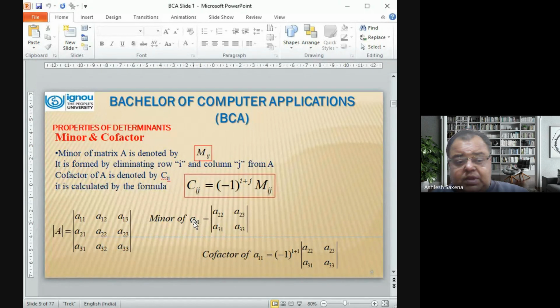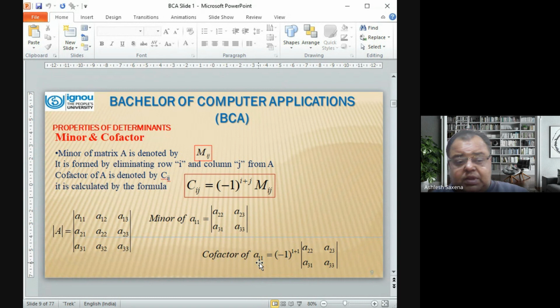The simplest method of remembering it: when you add this, 1 plus 1, you will get an even number. And when you multiply a negative number even times, you will get a plus sign. Minus 1 raised to the power 2 will be 1. Is that correct? Minus 1 into minus 1 will be 1. This is the basic thing.